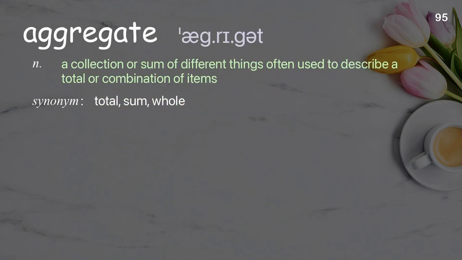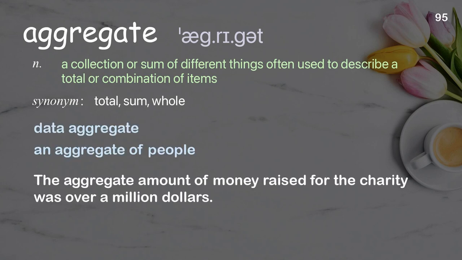Aggregate. A collection or sum of different things, often used to describe a total or combination of items. Examples: data aggregate, an aggregate of people. The aggregate amount of money raised for the charity was over $1 million.